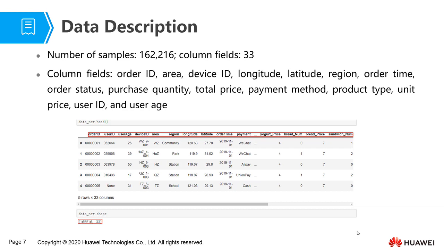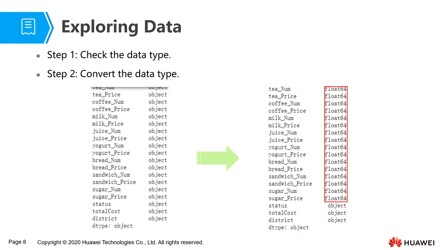From the data, we get about 16 million samples and 33 fields of information, including the order ID, area, device, latitude, longitude, region, order time, order status, purchase quantity, total price, payment method, product type, unit price, user ID, and user age, based on the preliminary understanding of the data. We can see that most of the data is numeric. We need to further check the data type to see whether operations can be performed.